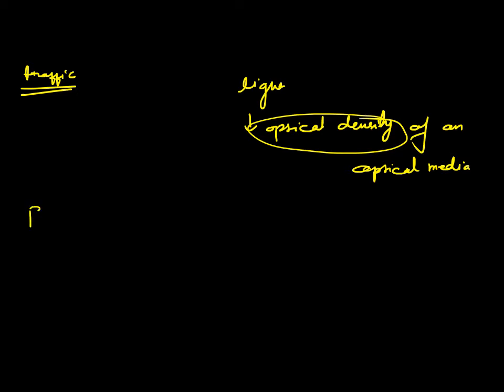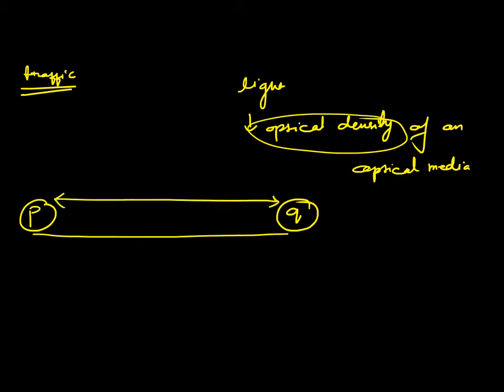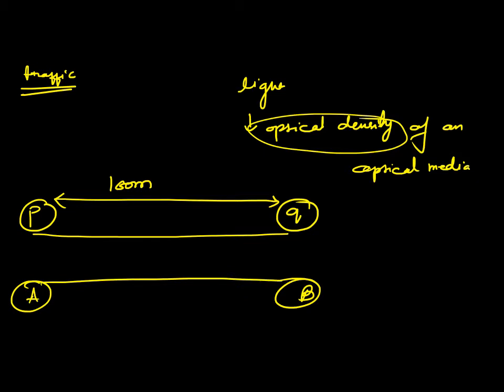Suppose you are standing at point P and you have to go to point Q. In between P and Q, there is nothing but ground, and say the distance is 100 meters. Now there are another 2 points, say A and B, and between these 2 points, there is water. And one has to swim the same 100-meter distance. This is water and this is air.